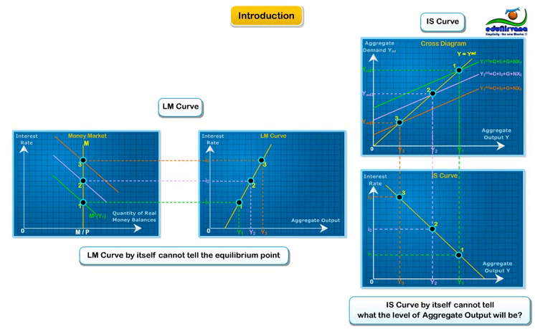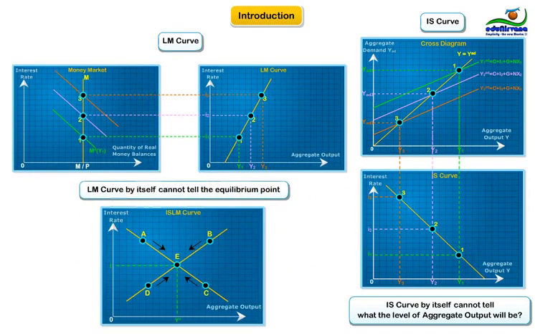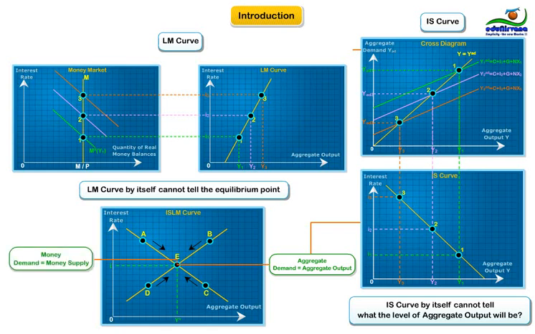When the IS and LM curves are combined in the same diagram, the intersection of the two determines the equilibrium level of aggregate output as well as the interest rate. This is the point where the aggregate demand is equal to aggregate output in the product and services market, and the money demand is equal to money supply in the money markets. We would build the story step by step in this discussion.